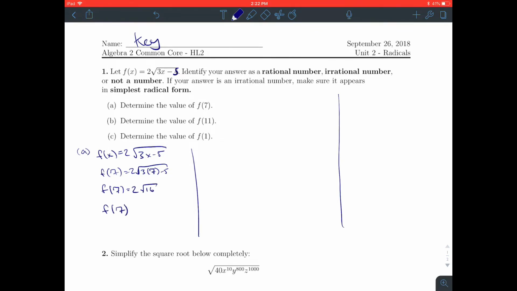F of 7 is 2 square root of 16, and we're lucky here. The square root of 16, because 16 is a perfect square, is just 4, and we end up with 2 times 4. And so we get f of 7 is equal to 8.